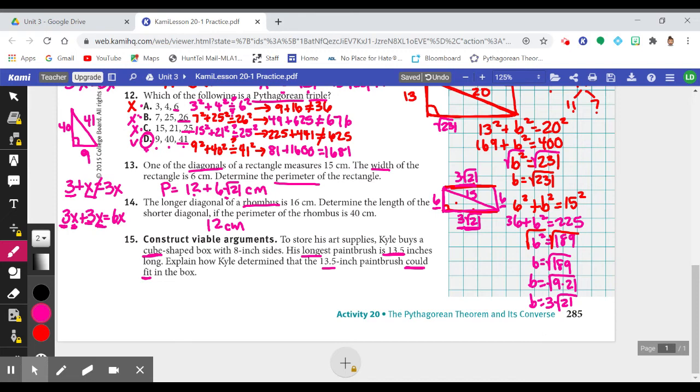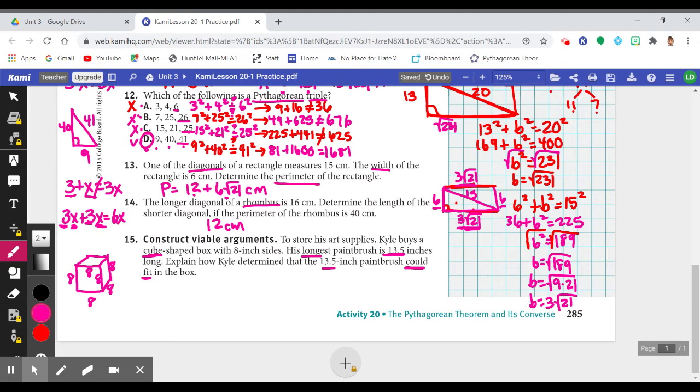So let's make sure we understand what a cube is first. So a cube is made up of 8 sides, and each of those 8 sides is a square. And they tell us that it's a cube-shaped box with 8-inch sides. So you think about it here, every single side that you see of this cube is 8 inches.